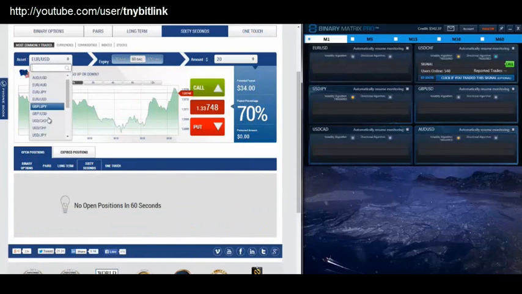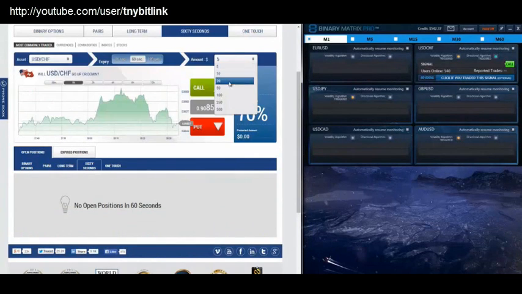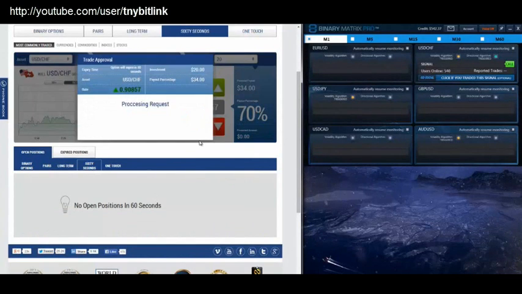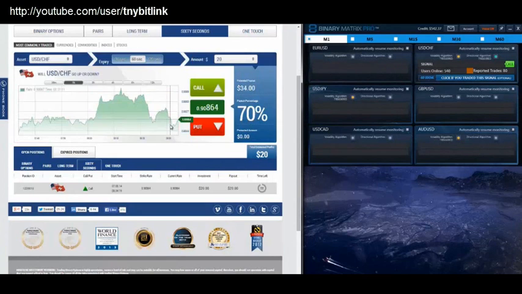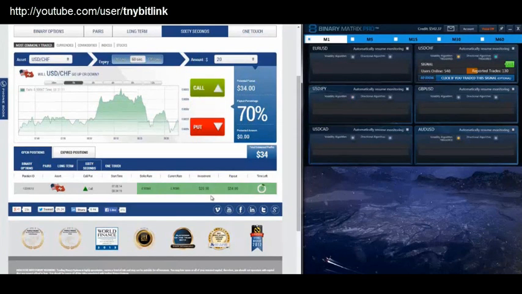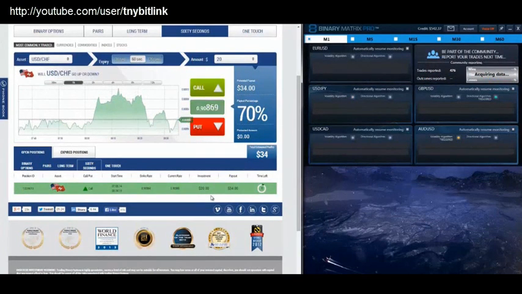All right, we've got a Swissy signal. This is a call. We're in, and let's see. All right, as you know, this is a call signal. We're looking for the price to go up, and in fact, it has. $20 invested, chance to win 34, and it's looking pretty good for us. There is another winner.